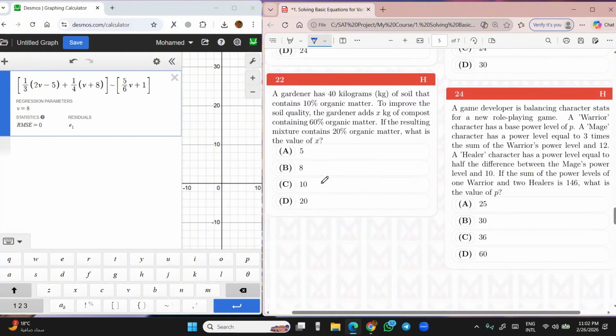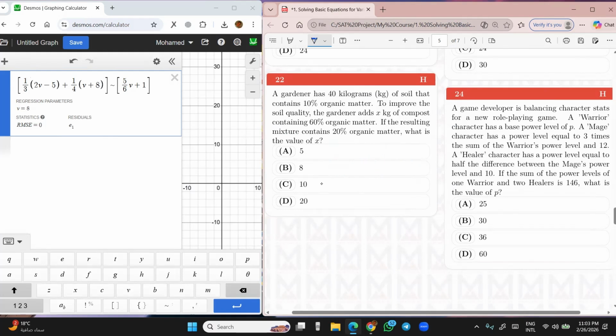A gardener has 40 kilograms of soil that contains 10% organic matter. To improve the soil quality, the gardener adds X kilograms of compost containing 60% organic matter. If the resulting mixture contains 20% organic matter, what is the value of X? So we have a mixture, and the mixture makes two things added together. We need to add the first amount plus the second amount to get the mixture, which contains the two amounts.